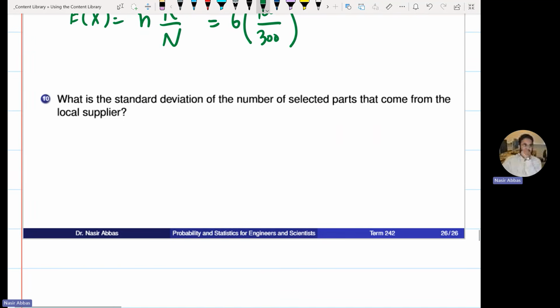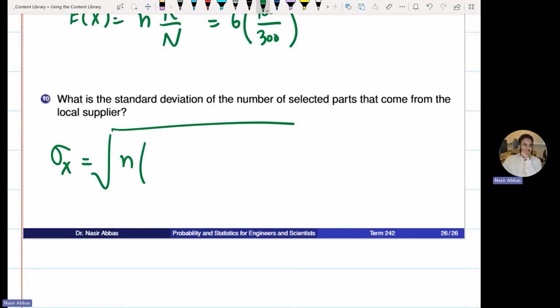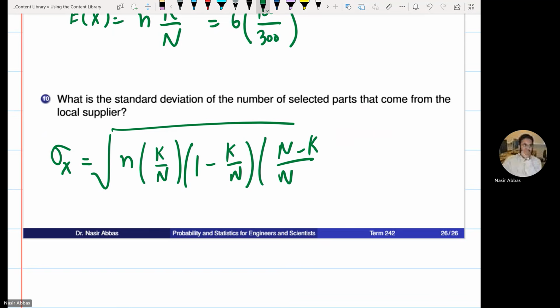What is the standard deviation? This will be given to you. N times K over N times 1 minus K over N times. Yes. So just plug in small n and K and capital N and you get it, the positive.